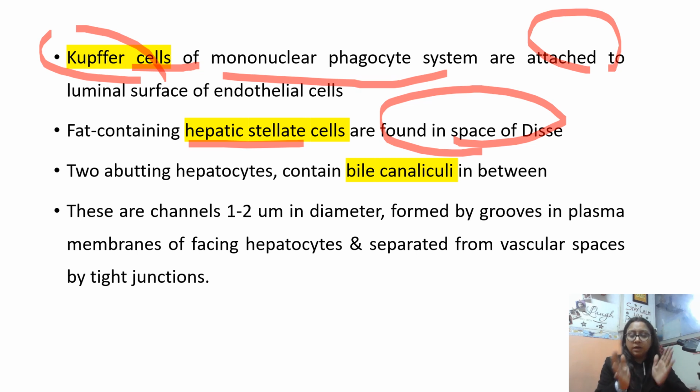So two abutting hepatocytes, जैसे अगर दो एक दूसरे के साथ जो hepatocytes हैं, so they have bile canaliculi in between. So what are those bile canaliculi? They are small channels 1 to 2 micrometer in diameter, and they are formed by grooves in the plasma membrane of facing hepatocytes, and they are separated from your vascular space by tight junction.